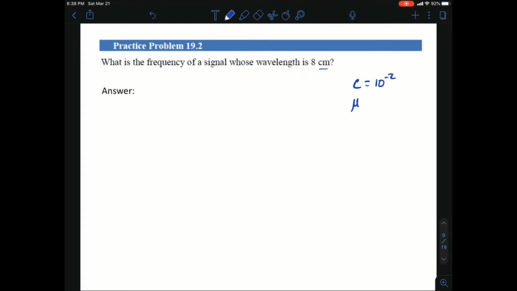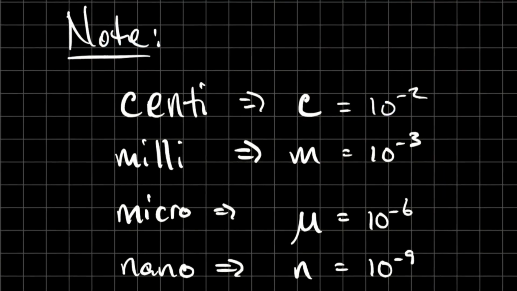Micro is going to be this symbol mu. It's 10 to the negative 6th. And then you might see nano as well, which is 10 to the negative 9th. I don't think we go any further than that, but we may. So go ahead and pause the video, work that problem, and then come back.